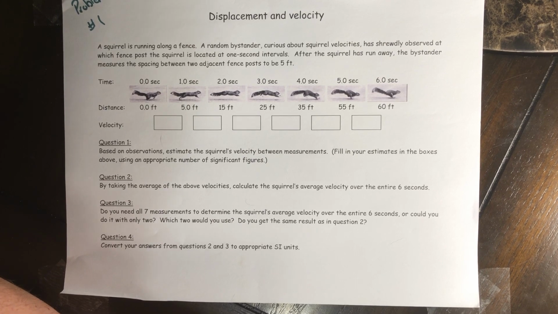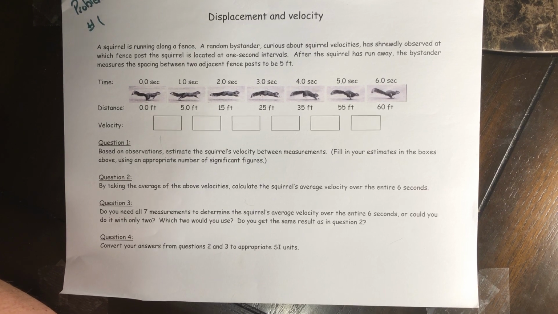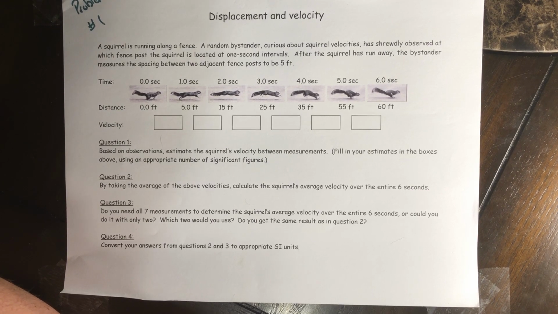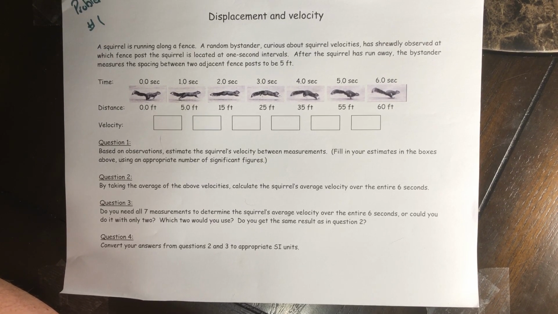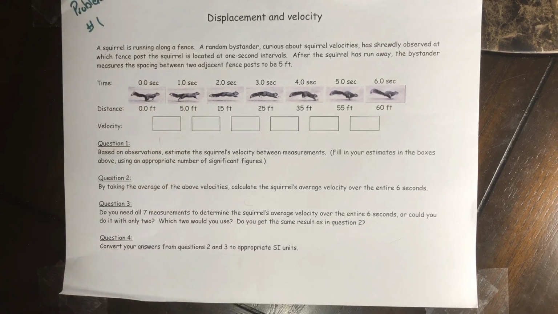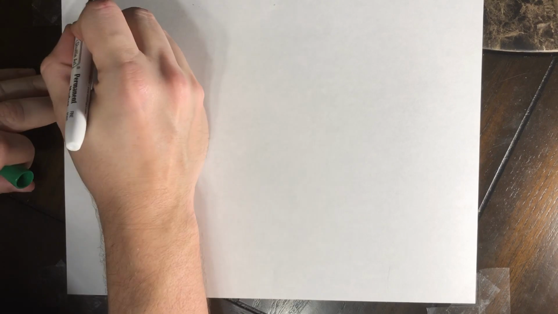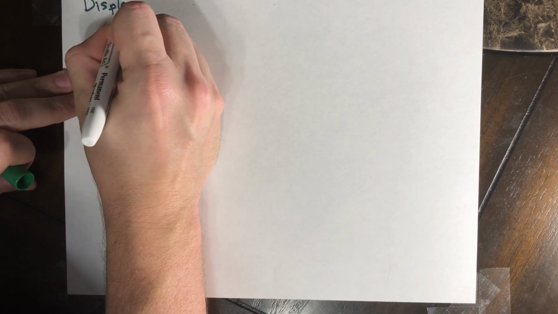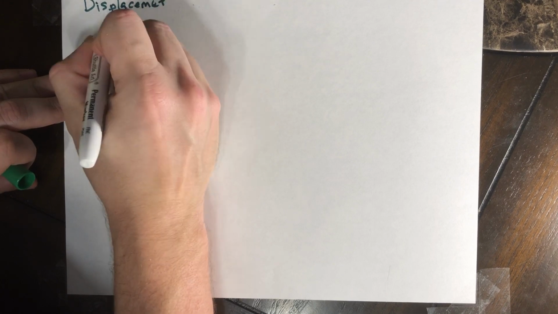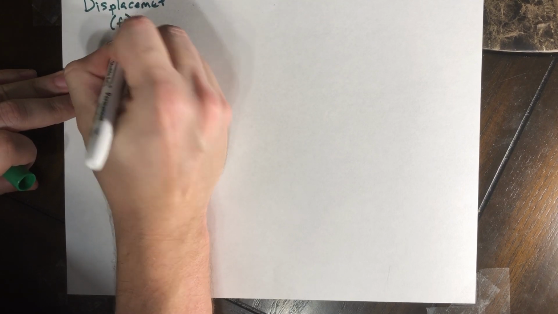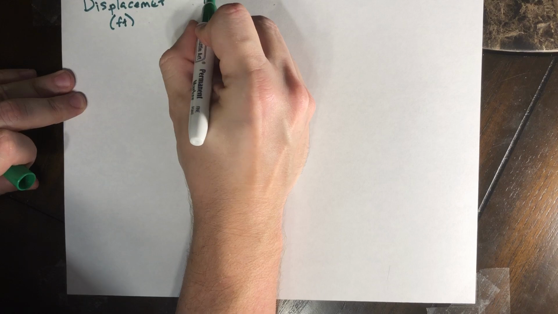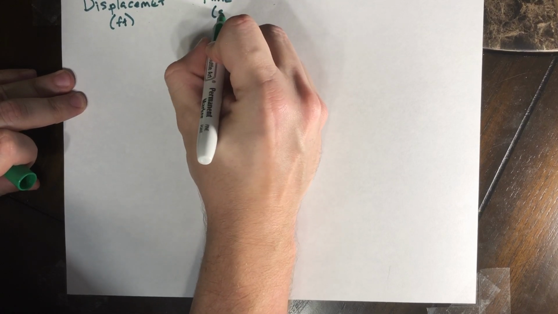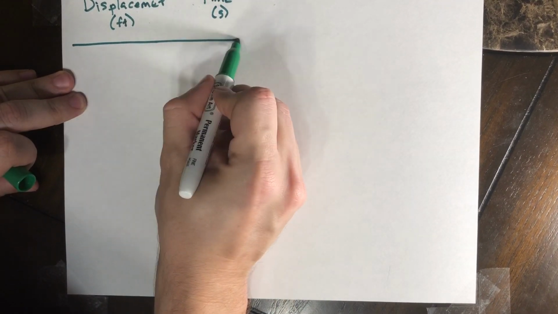All right, so our first part for this question says, based on the observations, estimate the squirrel's velocity between each of the measurements. So sort of like its instantaneous velocity. And then what we're going to do is start out with a chart where we know the displacement of the squirrel, aka how far away it is. So we get our displacement, which is in feet. We also have the time for the squirrel to get to that point in seconds. And we're just going to make a little chart.